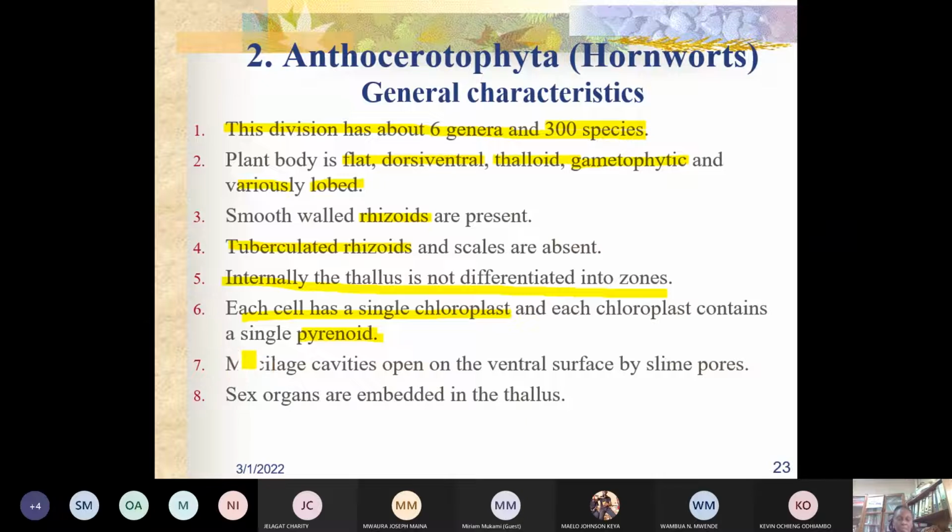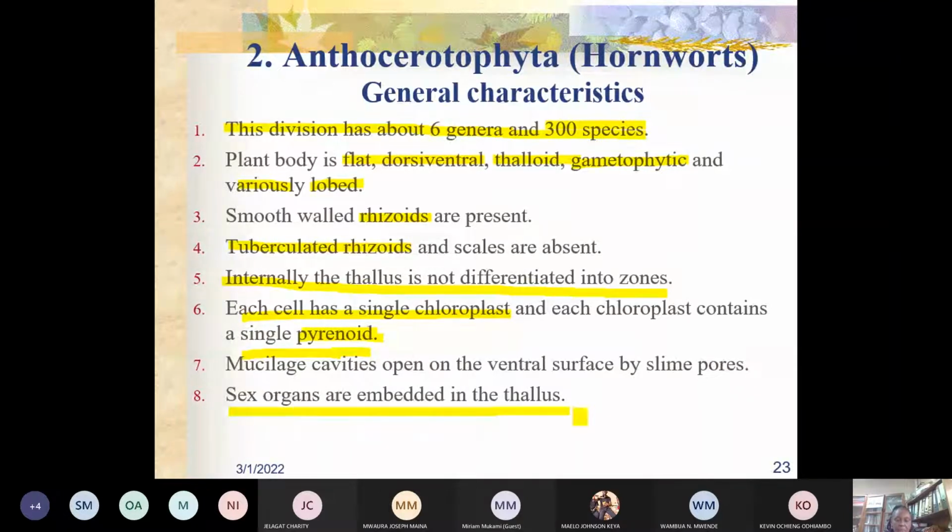Then mucilage cavities are open. Mucilage cavities open on the ventral side. So that is on the undersurface. So they will have slime pouring out of those pores.